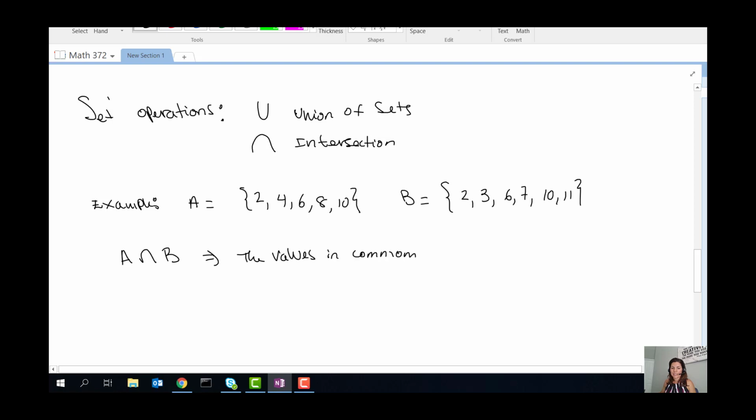So what do A and B have in common? Here A intersection B will be a new set, and the things that they have in common are 2, 6, and 10. So this will only have 2, 6, and 10. So the intersection is what do they have in common?